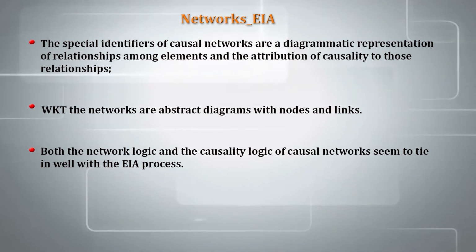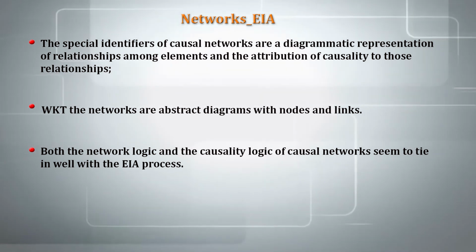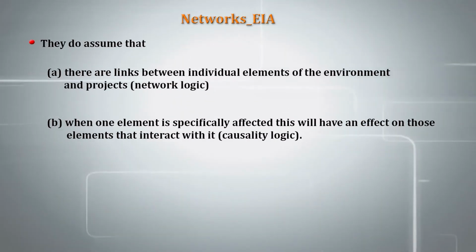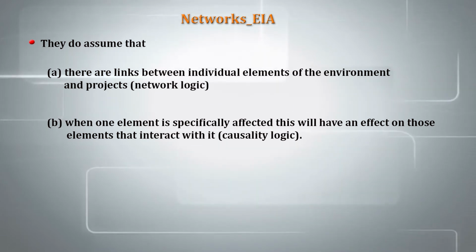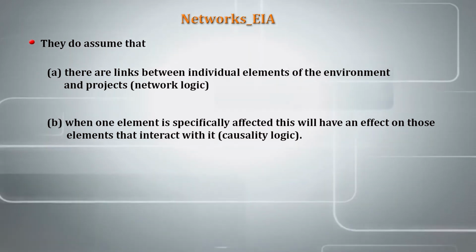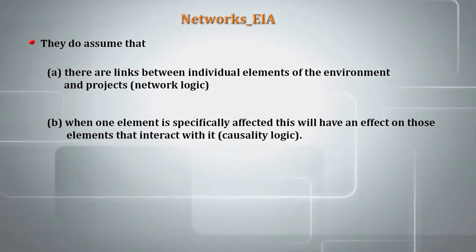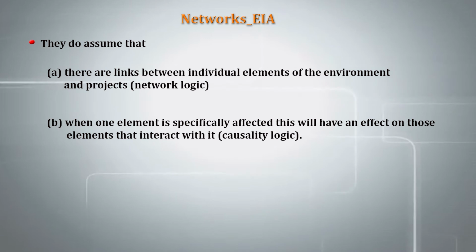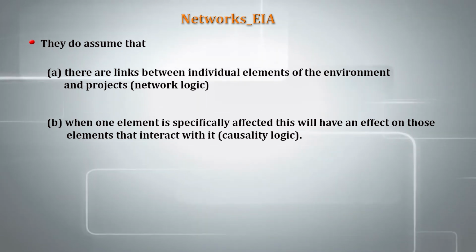There are two logics, one is the network logic, the other is the causality logic. And of course, there are certain assumptions as far as this analysis is concerned. They assume that there are links between individual elements of the environment and the project. I am talking about the network logic. The second one is the causality logic. When one element is specifically affected, this will have an effect on those elements that interact with it. That is called causality logic.